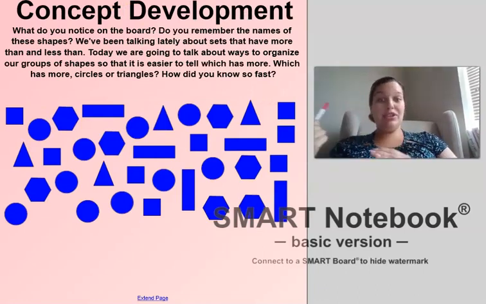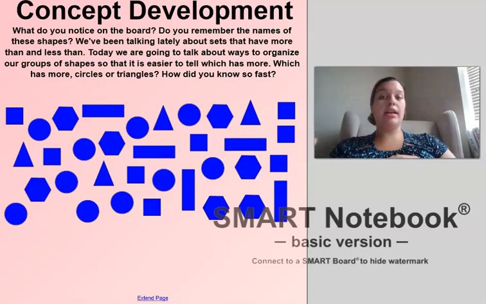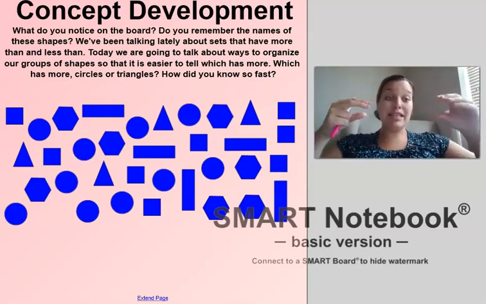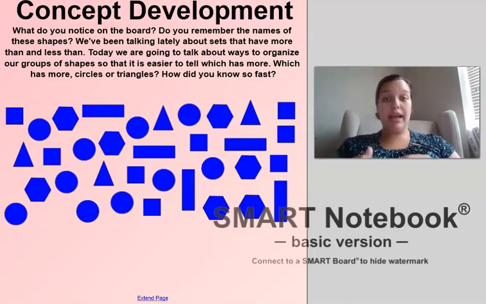So we are back to talking about these shapes. We're going to organize these shapes into different groups today and figure out which group of shapes has more, which group of shapes has less, okay? So today we're going to talk about ways to organize our groups of shapes so it's easier to tell which has more. You guys have been doing a really nice job, and I love when I see your exit tickets. Those shapes are lined up. They're great, okay?